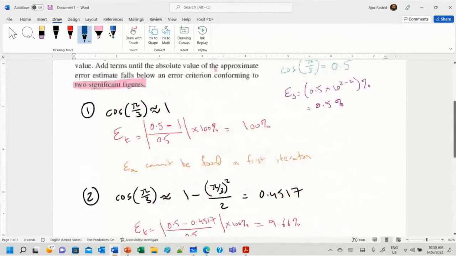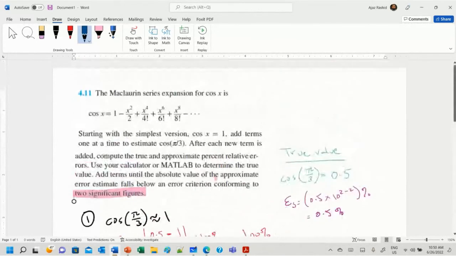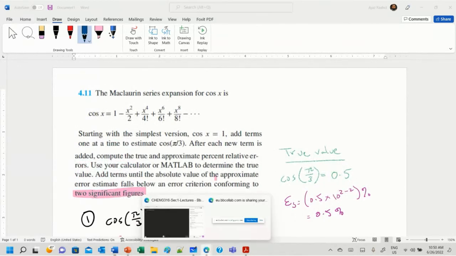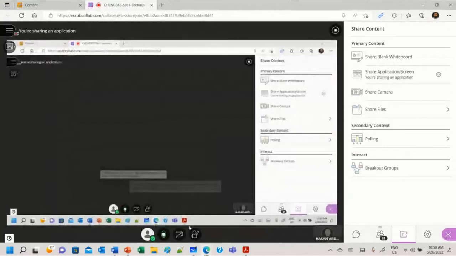Okay, so this is the problem which is similar to the one that we took in the example. Any questions?